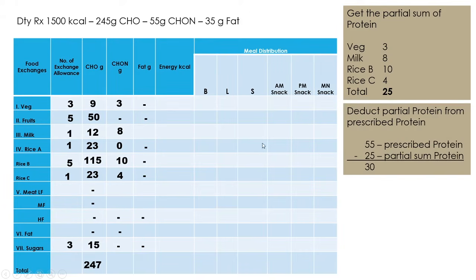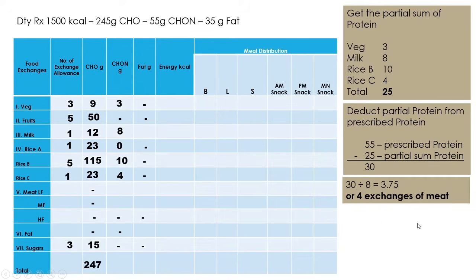Next one, just like what we did with the rice, we will deduct the partial protein from the prescribed protein. So our prescribed protein is 55 grams protein minus 25, which is our partial sum. Then we have the total 30. Okay, so next we will divide again. 30 divided by 8 equals 3.75 meat exchanges.